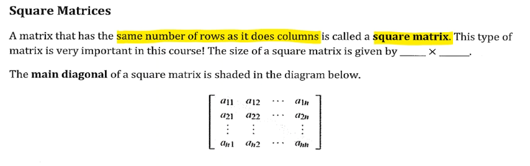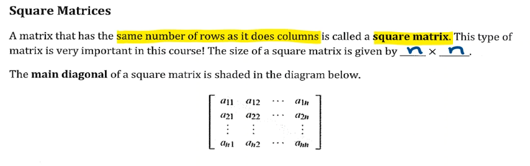Now, in general, if we're referring to a square matrix and we're defining it generically, we'll typically denote the size by an n by n. All right? So just know that when we have explicit square matrices, we might have something like a 2 by 2, a 3 by 3, a 4 by 4. So as long as the number of rows is equal to the number of columns, we have a square matrix.